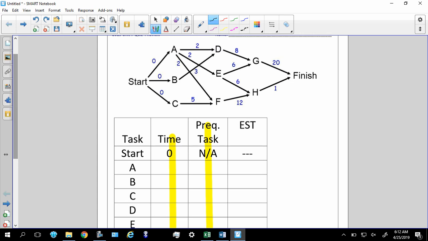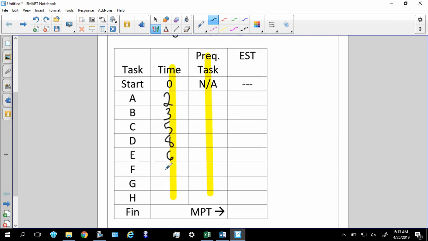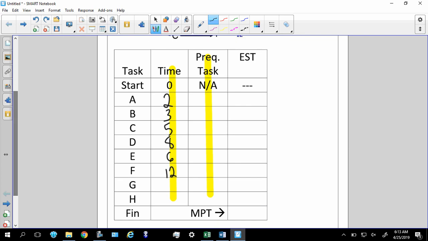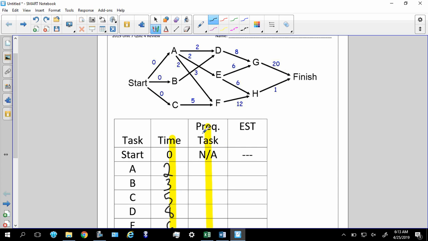The time for A is 2 because there's a 2 on the arrow. That belongs to A. B has a 3. C has a 5. D has an 8. E has a 6. F has a 12. G has a 20. And lastly, H has a 1, I believe. And yep, that's it.